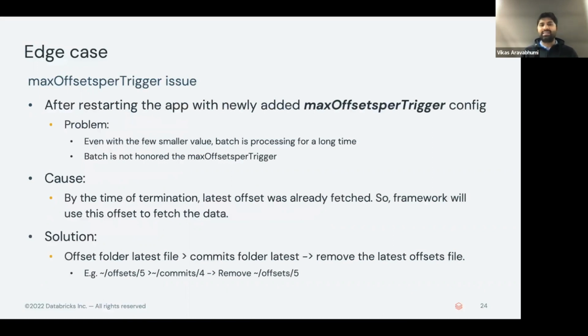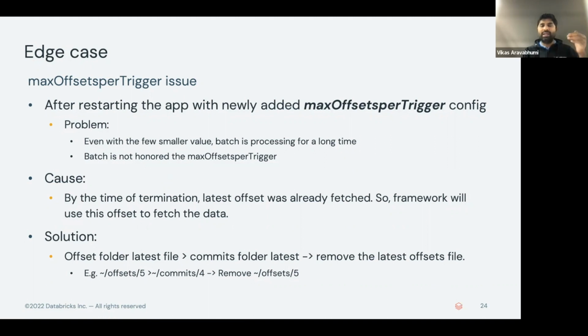So as I mentioned, when you restart the application, it goes back to the original framework logic. It will be listing the offset folder's latest value and the commit folder's latest value, and based on that, it will be processing. If the offset latest value is greater than the commit's latest value, then the offset latest value will be reprocessed, right?